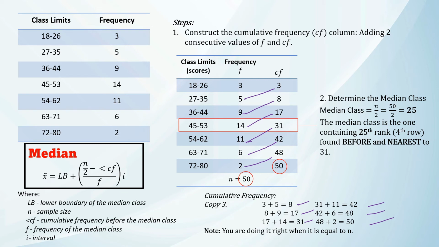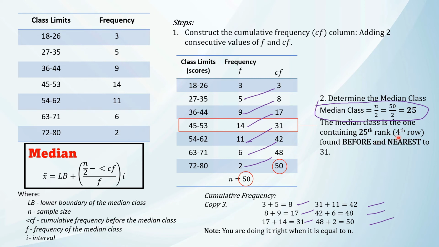Okay, second step, you are going to determine the median class. To determine the median class, we have the median class formula. So this is the formula to find the median class. So we have n over 2. We will just divide the n, which is 50, by 2. So we have 25. After you get 25, the median class is the one containing the 25th rank.